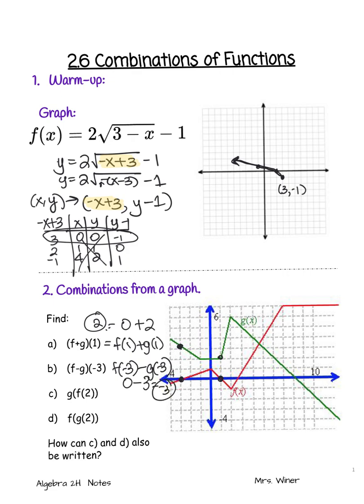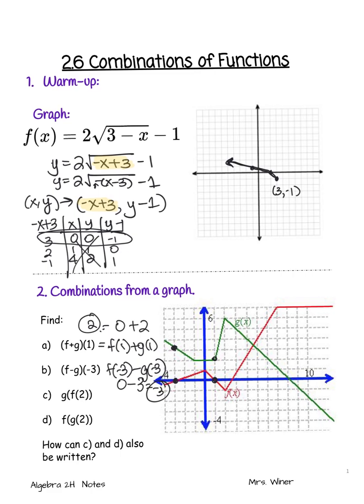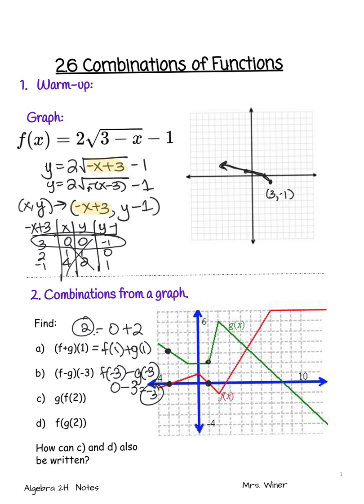Okay, now for the next part, what is g of f of 2? So this means first, you're going to find f of 2. We work from the inside out. So we're going to find f of 2 first. F of 2 looks like it's -1, and so then that means we're looking for g of -1. So I go to -1, go up to the green, and I get 2.